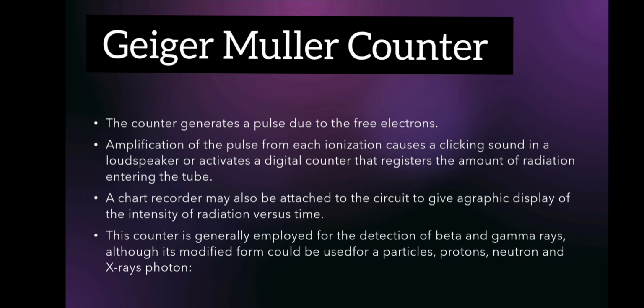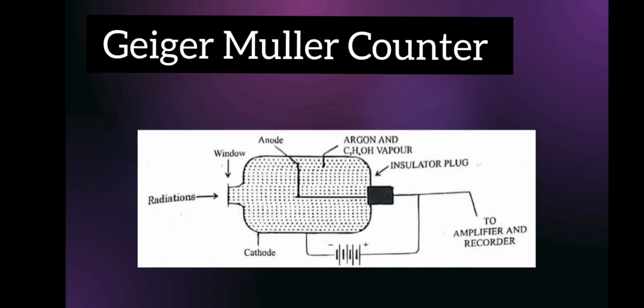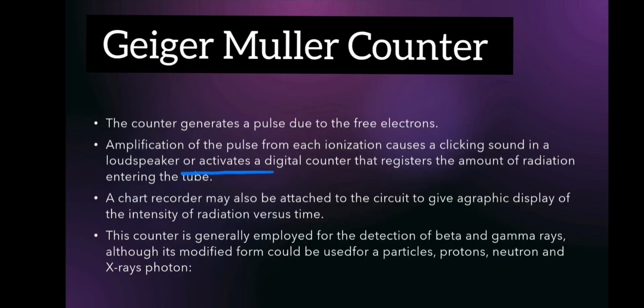So the counter generates a pulse. Due to the movement of the argon ions and the electrons, a pulse is generated by the counter, and the amplification of the pulse from each ionization causes a clicking sound in the loudspeaker. This arrangement is connected to an amplifier, which is further connected to a loudspeaker that produces a clicking sound with each pulse, or activates a digital counter that registers the amount of radiation entering the tube.